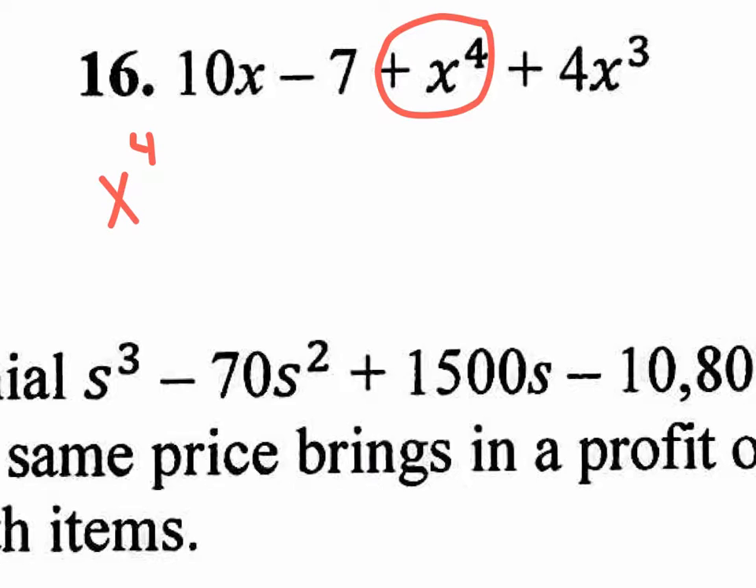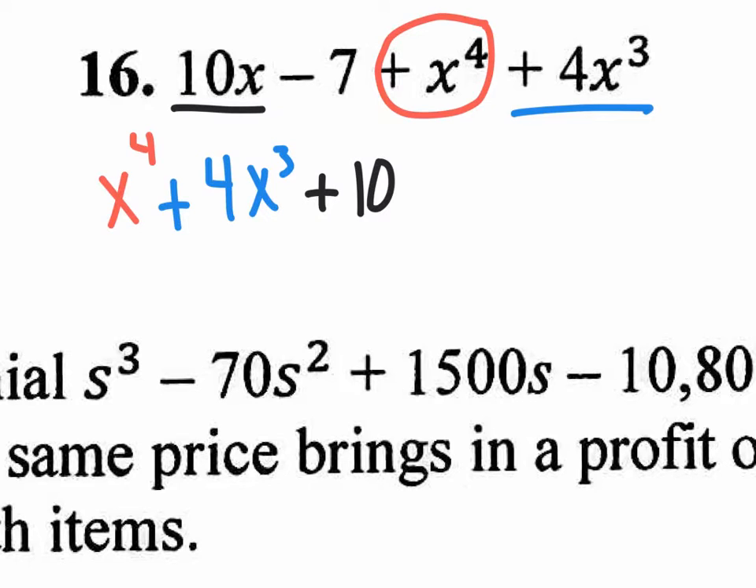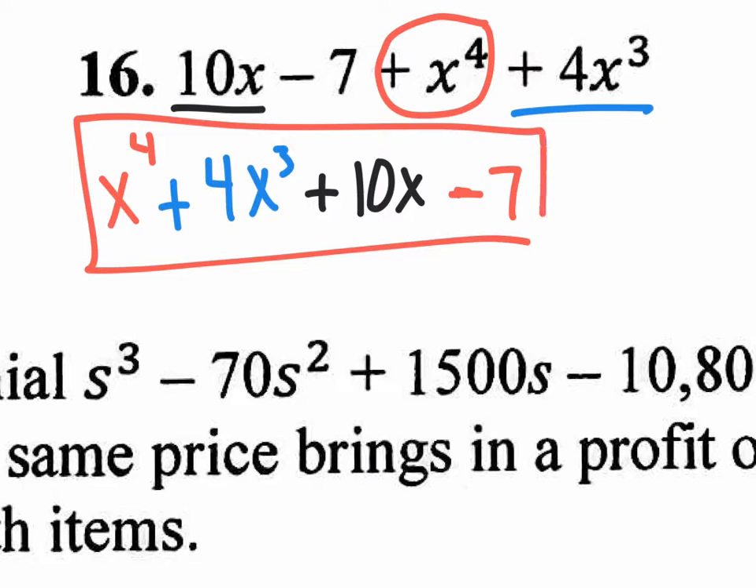What's my next term when it's in order? The positive 4x to the third. So I'm going to go plus 4x to the third. And what's my next term? The 10x. And is this a positive 10x or a negative 10x? So you're going to put plus 10x. If you don't put the plus, it's going to look weird, right? And then at the very end, my constant value, which is negative 7. Okay? So this is in standard form now. That's my answer.